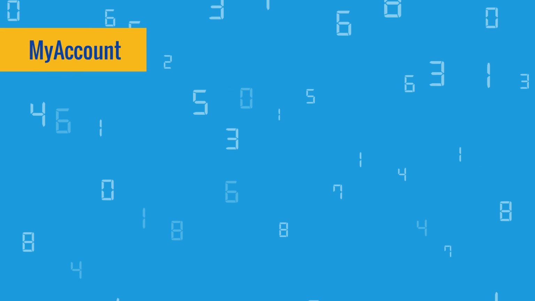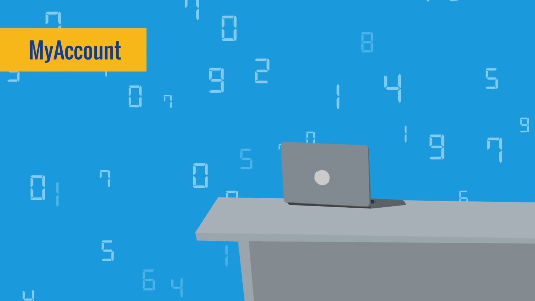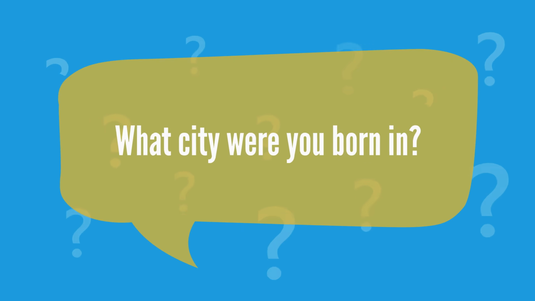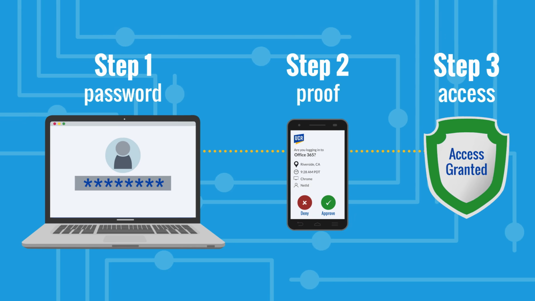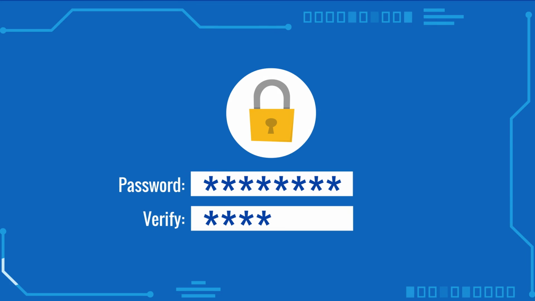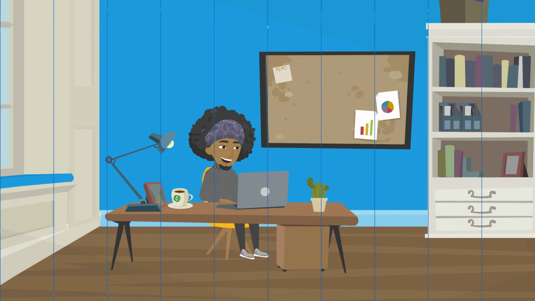Setting up My account activates important security features that will help to keep your data safe during your time at UCR. This includes the setup of security questions, enrolling in MultiFactor Authentication, or MFA, and setting up your UCR password, which will be used to access various UCR systems.